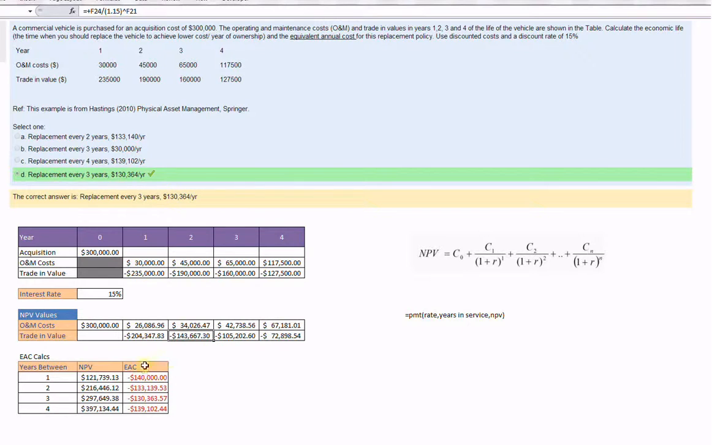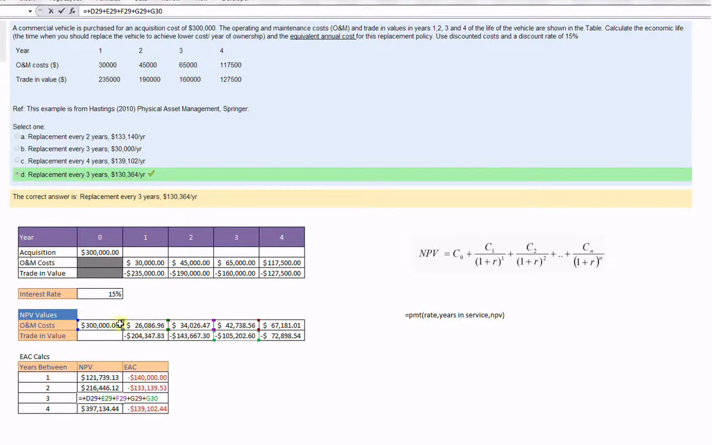So to calculate the net present value for each one of these policies, we just need to see which of the discounted cash amounts need to count. So for the 1 year policy, all we need is the acquisition cost, 1 year of discounted operating and maintenance costs, and then a discounted trade-in value, and that's it. We just sum those up, and that's the value. For 2 years, same thing. We want the acquisition cost and the discounted amounts for the operating and maintenance for the first year and the second year, and then take away the discounted trade-in value.